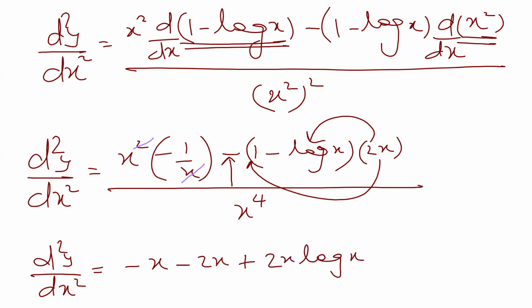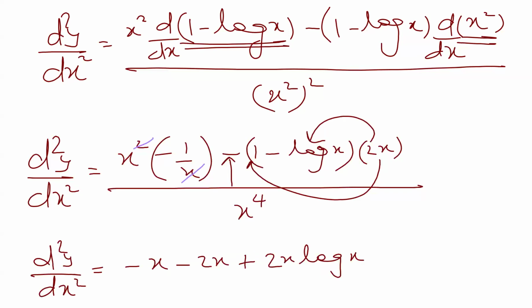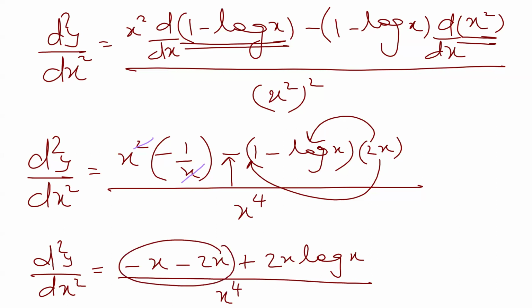Okay, because this minus and minus will be plus. The minus here and minus here will be plus. Okay, so upon x raised to 4. So this can be written as minus 3x. So d square y by dx square is equal to, I can write this as 2x log x minus 3x.